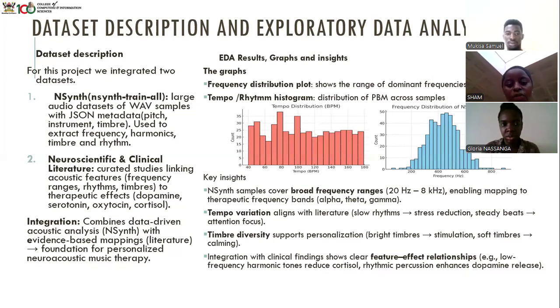Then a few key insights would be that NSYNC samples cover broad frequency ranges. Then there is tempo variation, timbre diversity. So the integration with clinical findings shows clear effect relationships. For example, low frequency high tones reduce cortisol, and then rhythm percussions enhance dopamine release. The next slide.